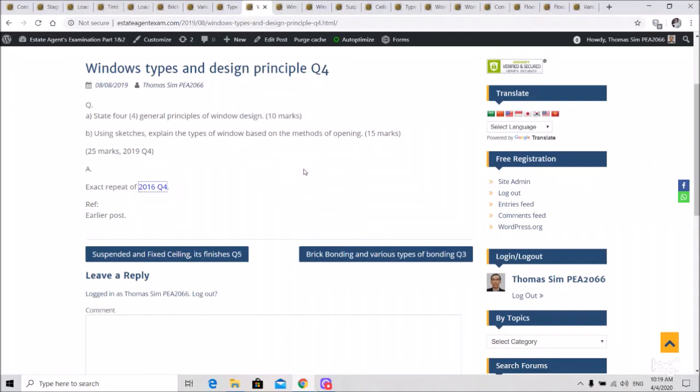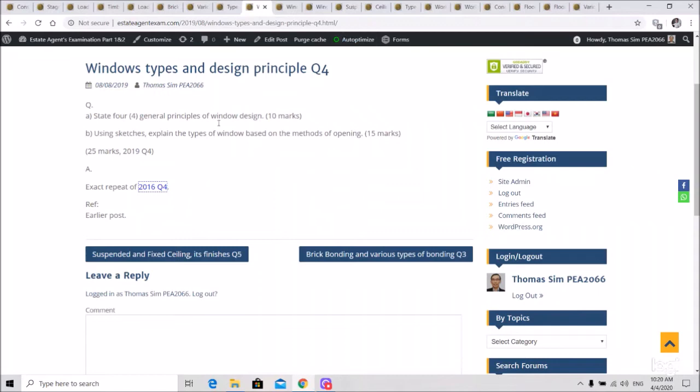So let us move on to question 4. State 4 general principles of window design and then use sketches to explain the types of window based on method of opening. This is a common question where they always ask about the different types of window. This is important for estate agency, because when you go to see a building, especially a residential house, the type of window opening is very common. People choose different types of window opening.